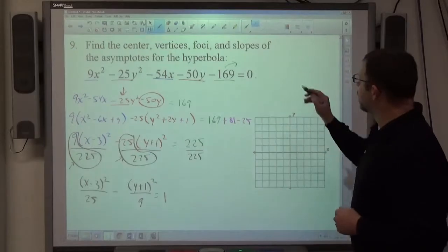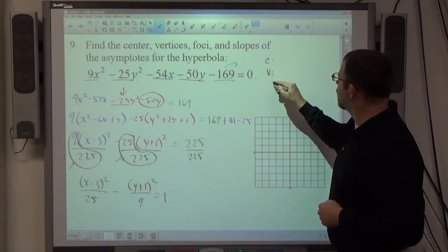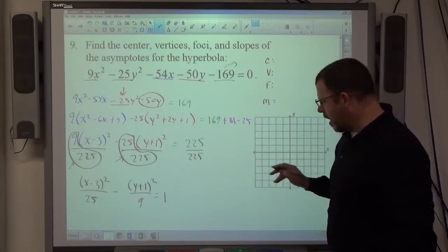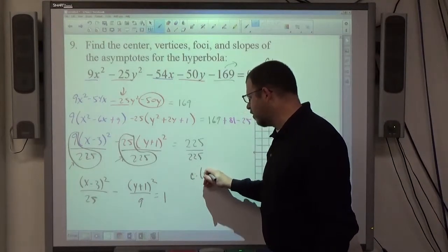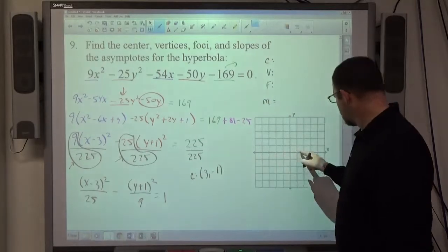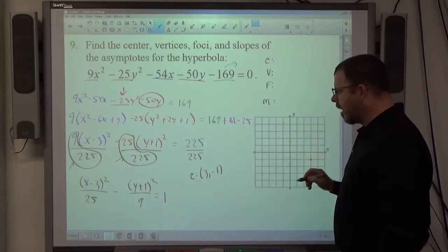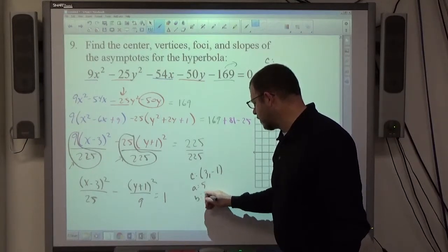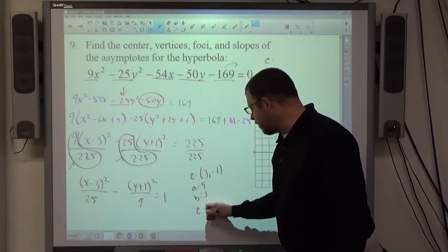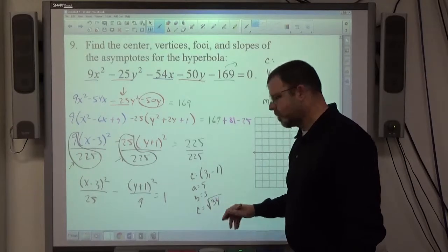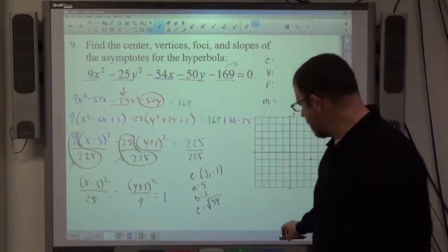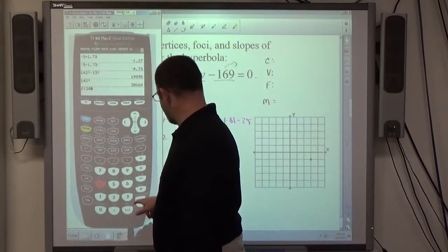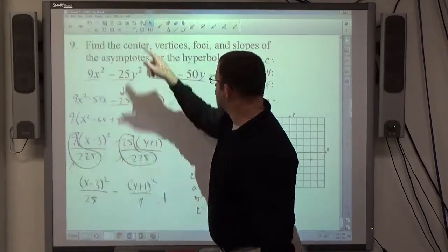So they want the center, the vertices, the foci, and the slopes of asymptotes. So I can see the center is going to be 3, negative 1. I can see that A is equal to 5, B is equal to 3, and C is going to be the square root of 34. Okay, and if I type in my calculator square root of 34, because I don't know right off the top of my head, it comes out to 5.83.